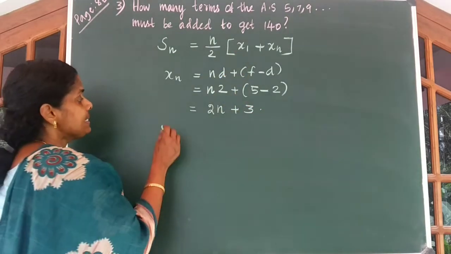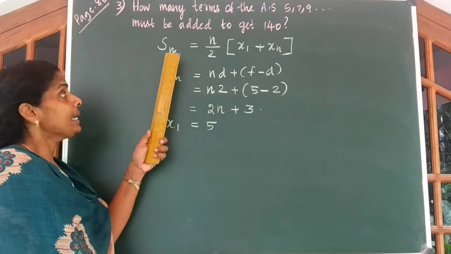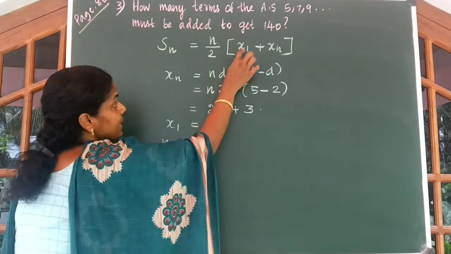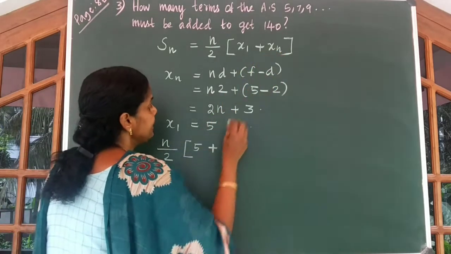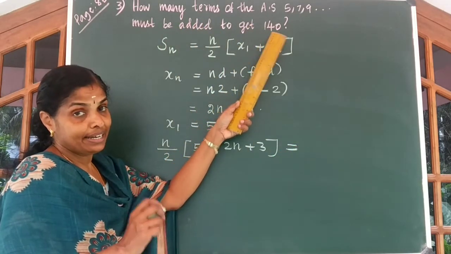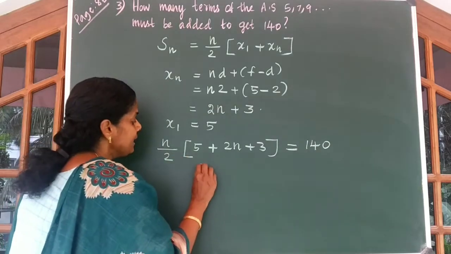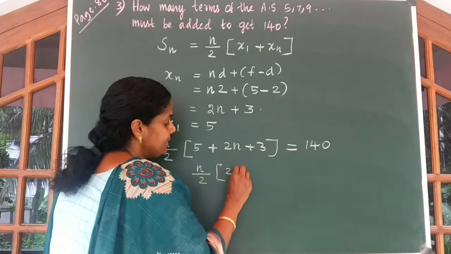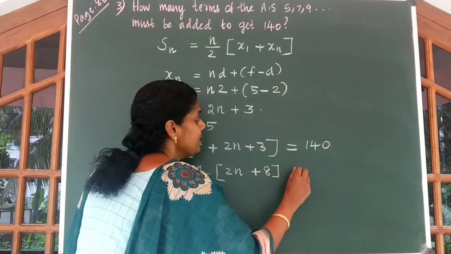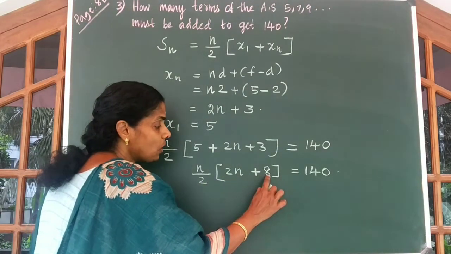Now x1, that is the first term, is equal to 5. Let us substitute these two values in our formula for sum. So we can write n by 2 into first term x1 is 5 plus nth term 2n plus 3 is equal to, must be added to get 140. So we can equate this to 140. Is it clear? Next step, n by 2 into, we can write term with n first. So you get 2n plus 5 plus 3 gives you 8 is equal to 140. In our next step, we can take a 2 commonly outside.